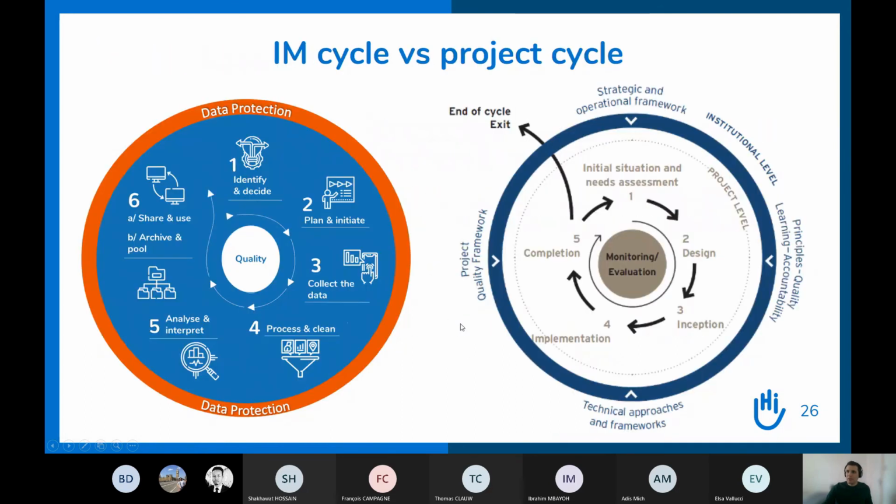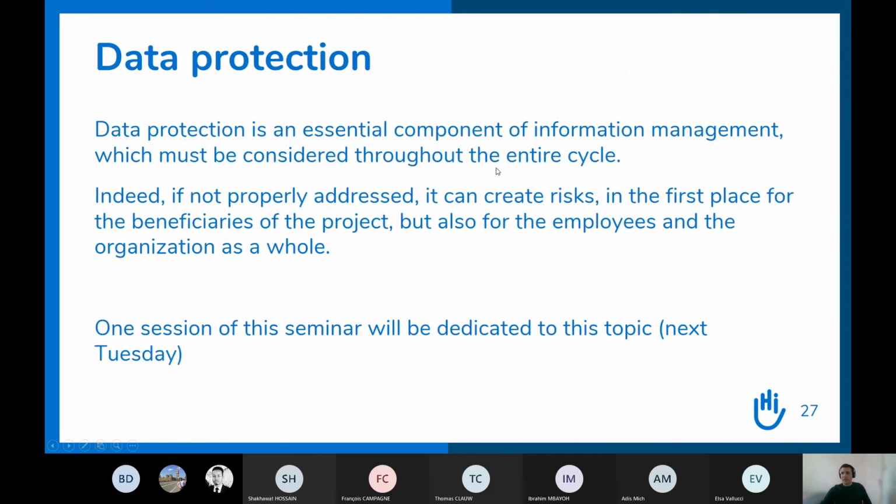Also a word on data protection, because now we've seen all 6 steps of the cycle, but you have 2 other things. You have data protection that is all around, and then you have data quality that is in the center. On data protection, it's really something that is essential. Why? Because if we do not take data protection into account, then you are going to create some risk for the beneficiaries, for the people we collect personal data on. There is really a risk if we do not protect this data properly. But there is also a risk for HI employees and HI as an organization if we do not protect the data.